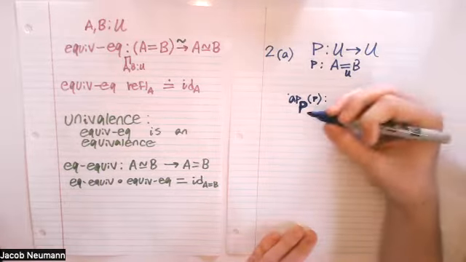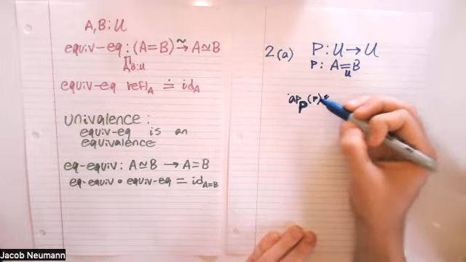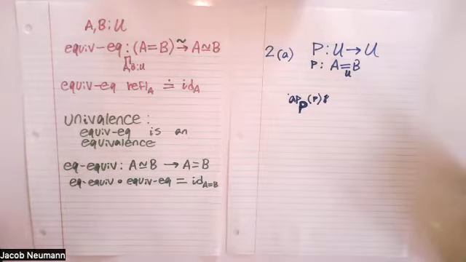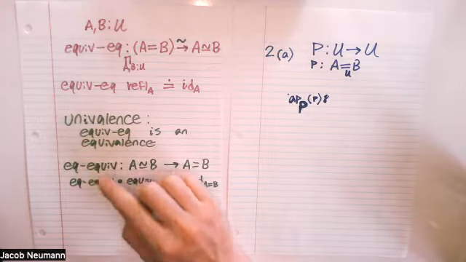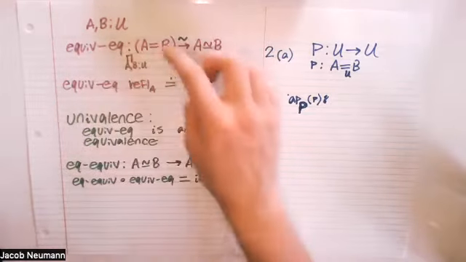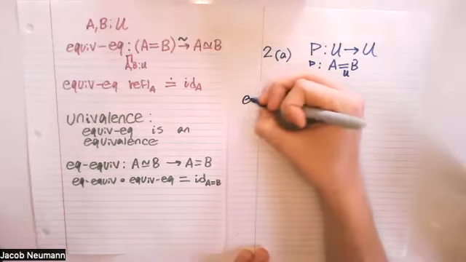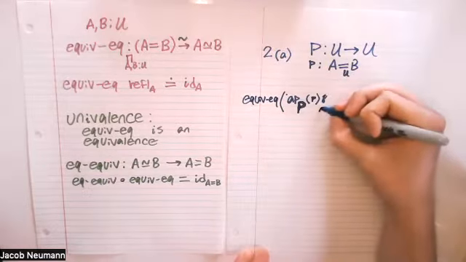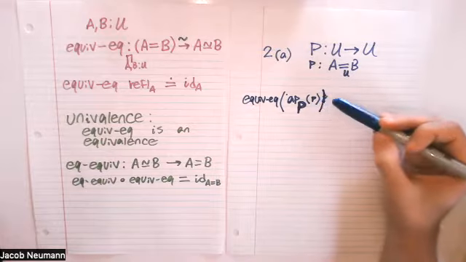And so app, or I'm not going to write that, but app p has type p of A is equal to p of B, again, identity in the universe. And so if I have identity in the universe, then I can apply equiv eq to that identity to get an equivalence. So if I do equiv eq of this identity in the universe between p of A and p of B, then that gives me an equivalence between p of A and p of B.